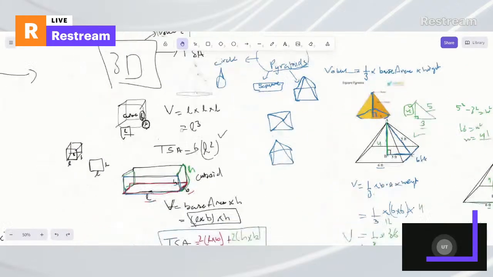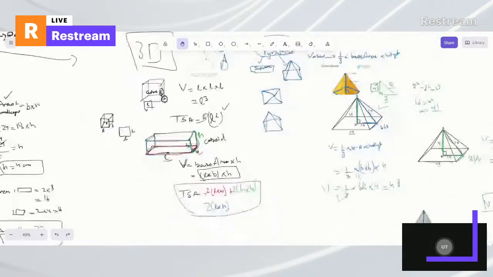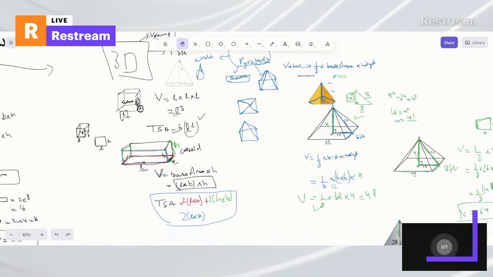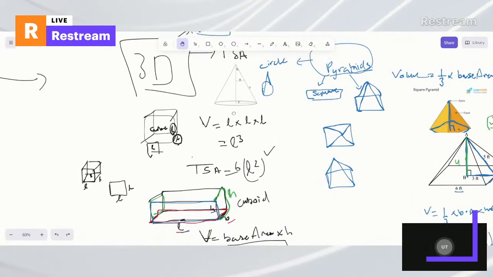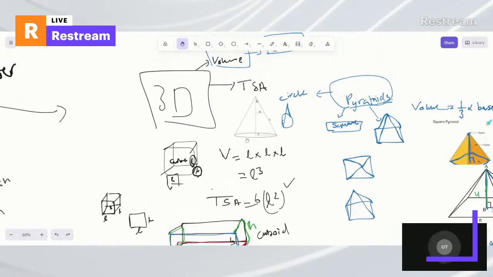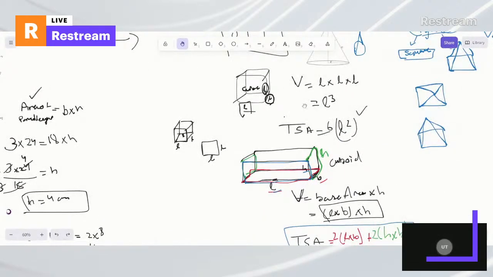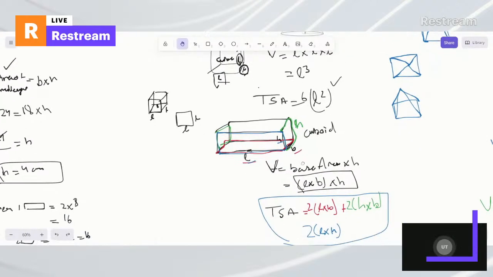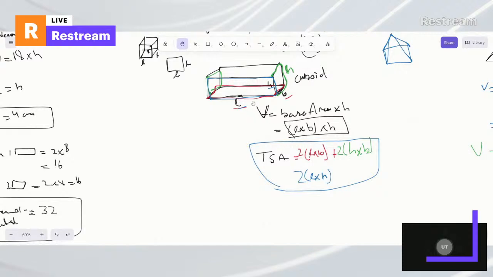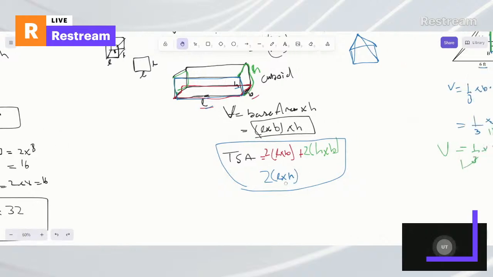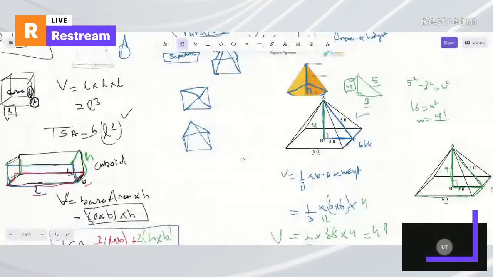Just quickly copy the formulas, right? I'm going to go through the formulas again. If you want, you can take a screenshot from the screen. This one is for the cube. That's the volume of the cube, and that's the total surface area of the cube. Now, talking about the cuboid, this is the volume of the cuboid, and then this is the total surface area of the cuboid.